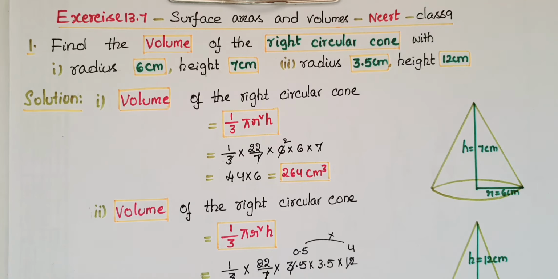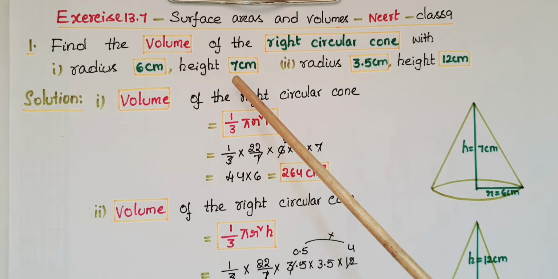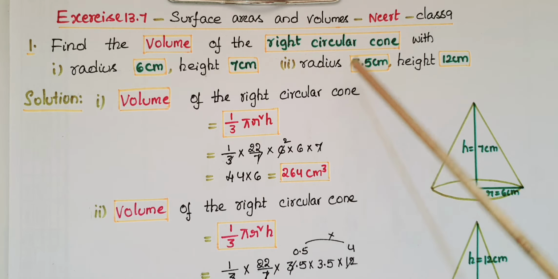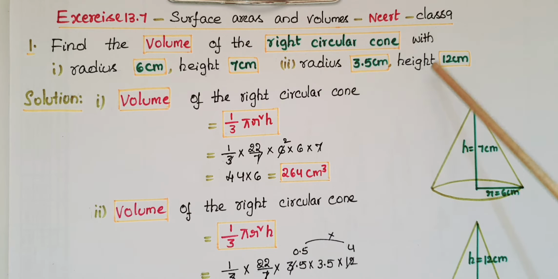Hello everyone. Today I am going to tell the solutions of exercise 13.7 from Surface Areas and Volumes from NCERT class 9. This is the first problem. Find the volume of the right circular cone with radius 6 centimeters and height 7 centimeters. Second one, radius 3.5 centimeters and height 12 centimeters.